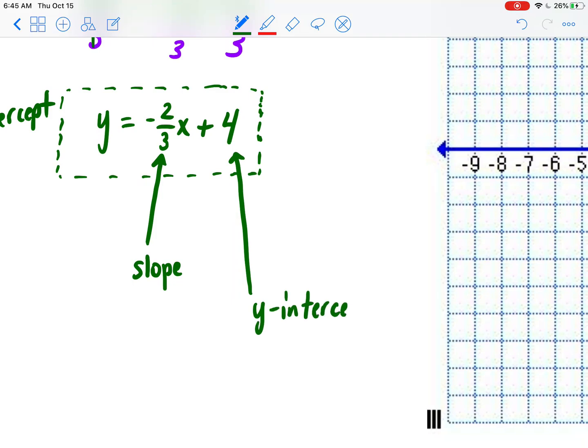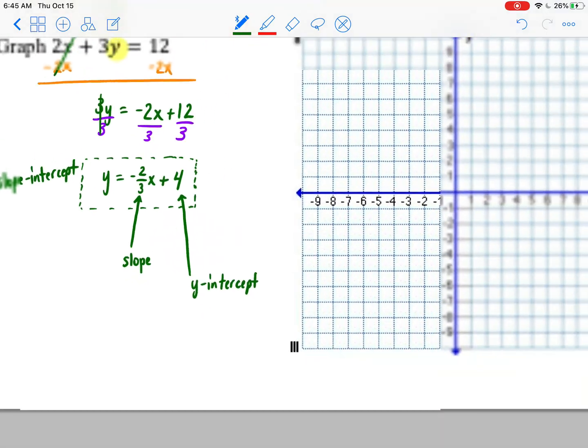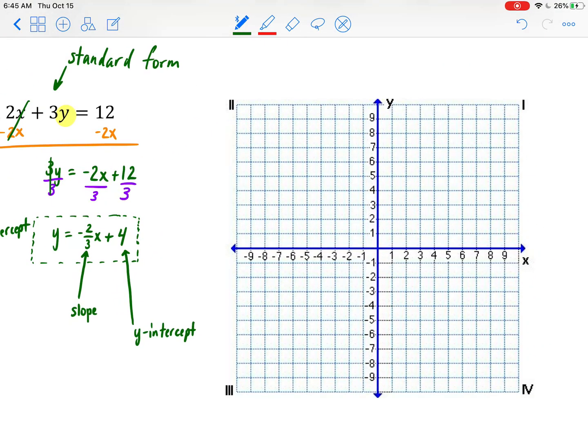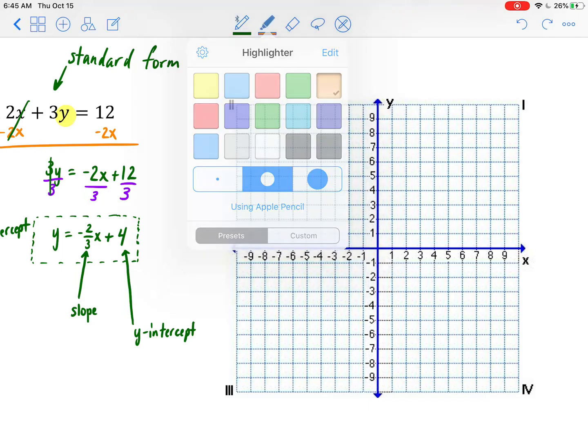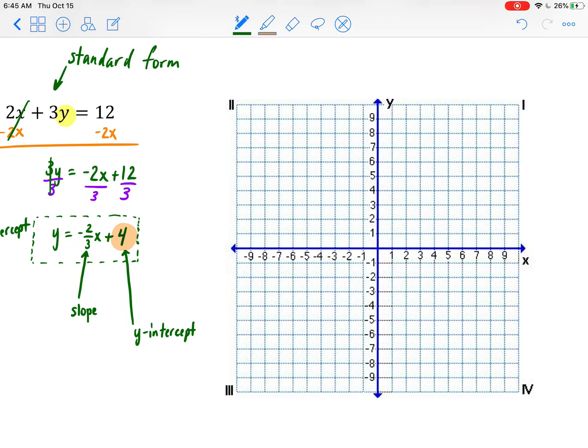So what is a y-intercept? A y-intercept is the point where your function, like the line or the curve, whatever you draw, intercepts the y-axis. Remember, the y-axis is right here. So the question is, where does it cross the y? Intercept means to cross, okay? So where does it cross the y-axis? So what it's saying here is, hey, the y-intercept is 4.